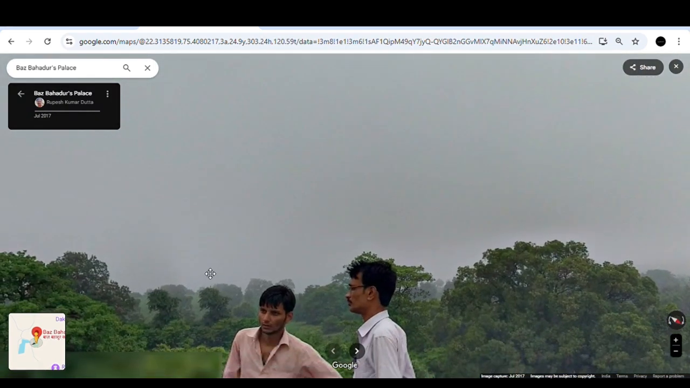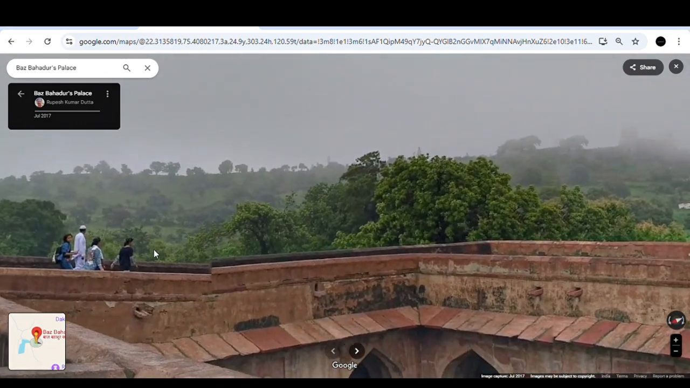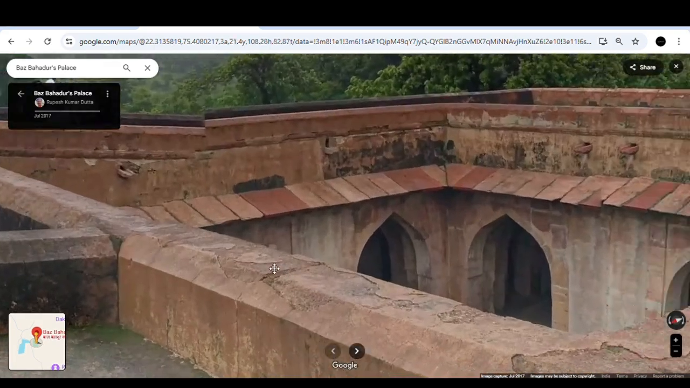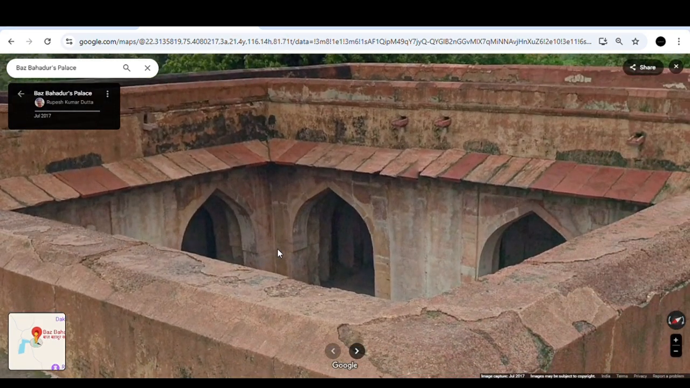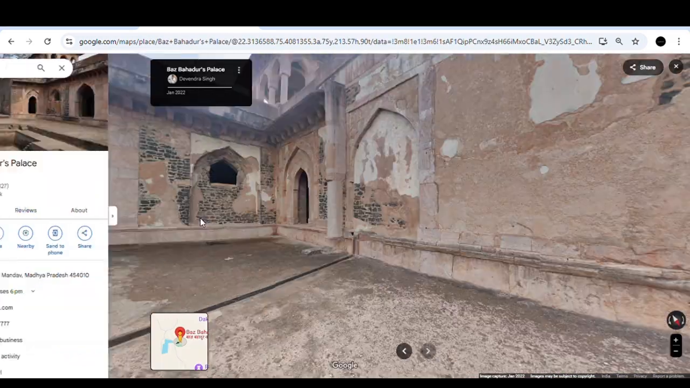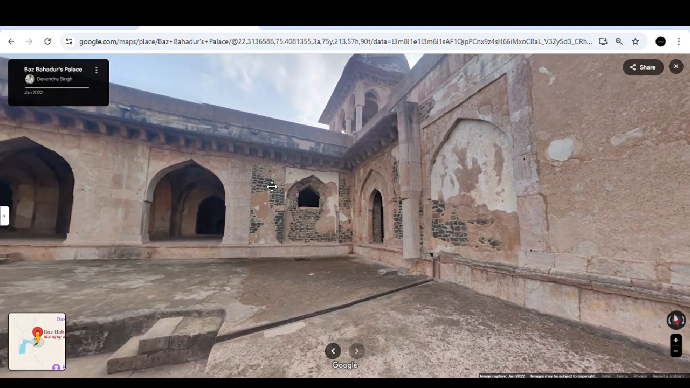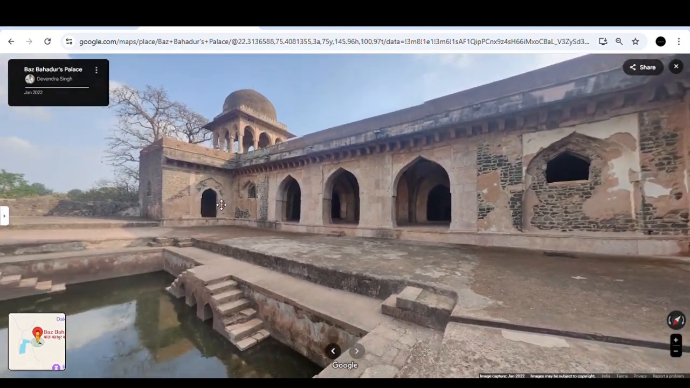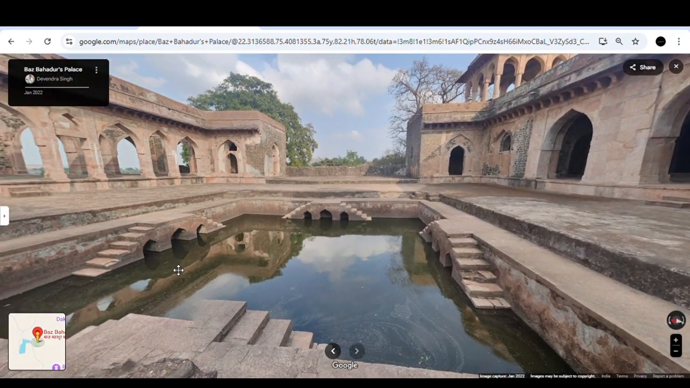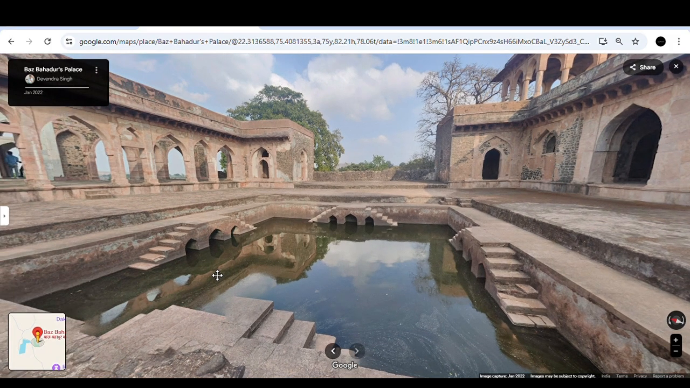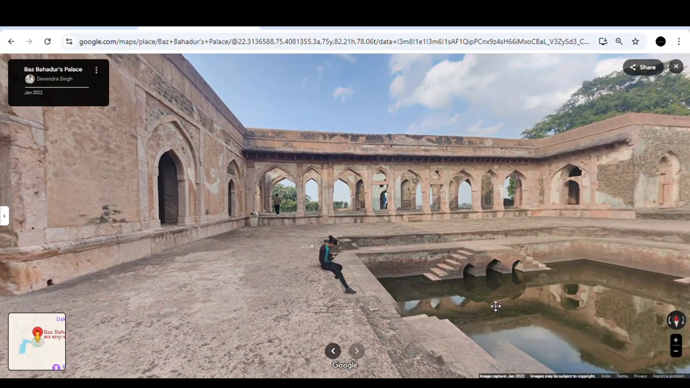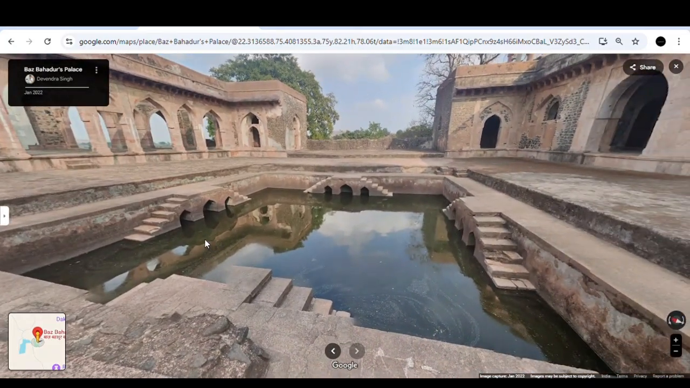Now let's dive deeper into the history and significance of Baz Bahadur's reign. Sultan Baz Bahadur ruled Mandu during the late 15th century, inheriting a kingdom known for its thriving culture and impressive military strength and economic wealth. Baz Bahadur wasn't just a ruler, he was also an accomplished musician, poet, and patron of the arts. His court was a gathering place for scholars, artists, and musicians, and Mandu flourished under his reign.